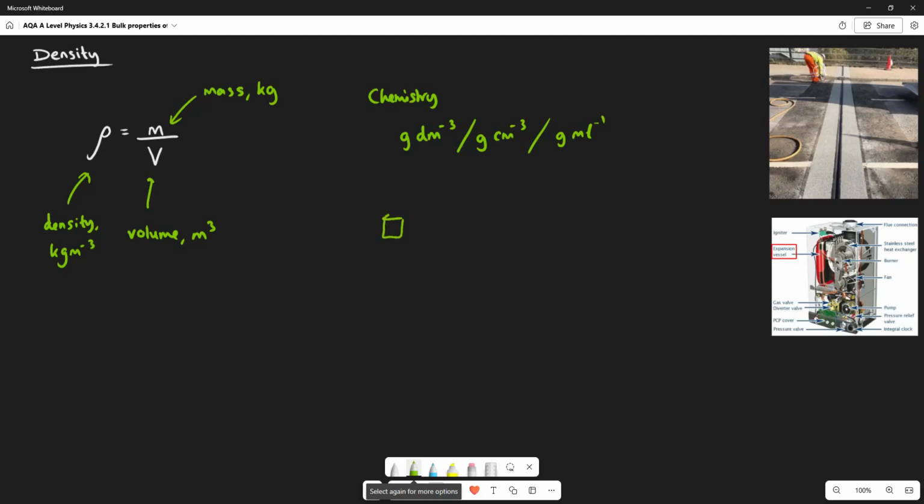If you take a solid and you heat it, then the particles inside the solid will vibrate with a larger amplitude. This means that they take up more space. The object will expand.